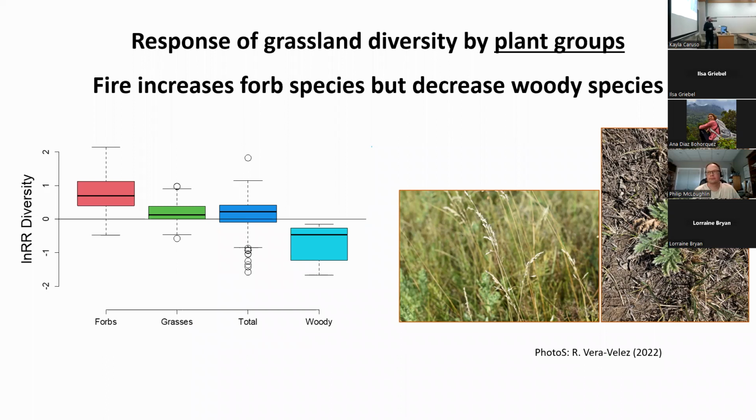And that makes sense because one of the objectives of conducting fires in grasslands, sometimes when we have issues with a lot of wood encroachment, is that we use prescribed fires to reduce that. So these results make sense, right? And that's happening at a global scale. Whenever we are conducting prescribed fires, we're reducing woody species in general. And in terms of grasses, the response seems to be a little bit neutral, so neither positive nor negative.